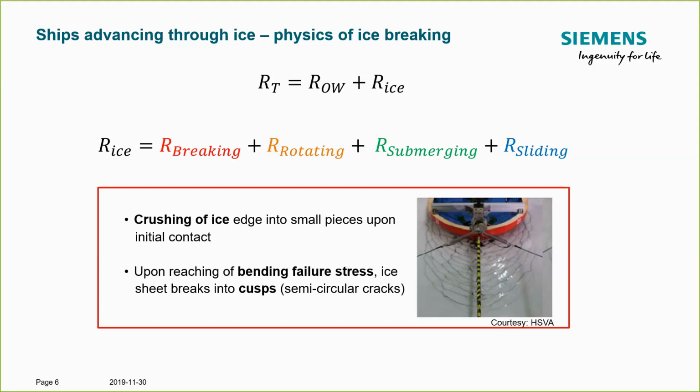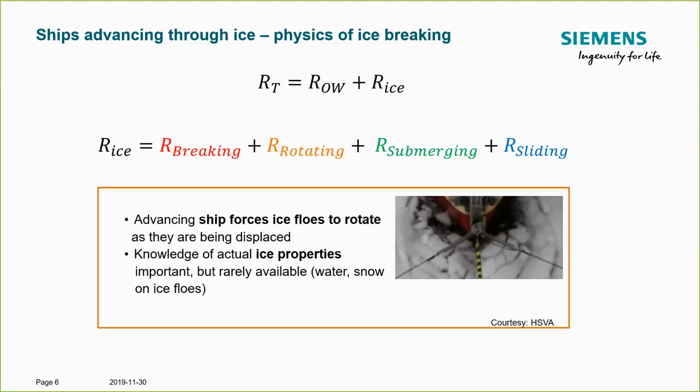Thank you. So the formation of these cusps will depend on both ship speed, but also the shape of the bow. Now, once the initial intact ice sheet has been broken and can no longer be considered intact, there is a component to the ship resistance that we can refer to as the rotating component. So here the advancing ship forces the ice floes to rotate as they are being displaced. So that refers to inertial forces associated with the ice floe motion. And the challenge here is that the knowledge of actual ice properties is not very trivial.